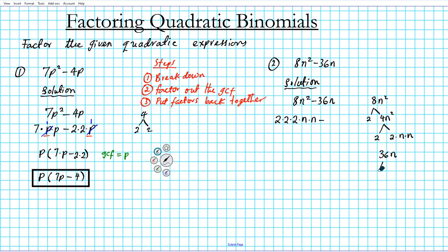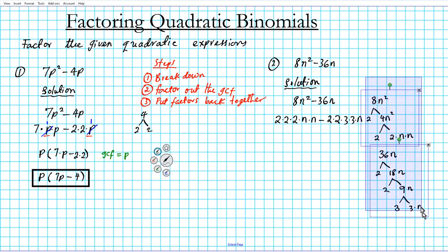So 36 is even. We can take out a 2. 2 goes into 36 18 times. Take a 2 out of 18. We have 9. Can take out a 3 out of 9. And we're left with 3. And just write n as n times n. Okay, so for 36n squared, we have 2 times 2 times 3 times 3 times n times n. That's what we have right there.